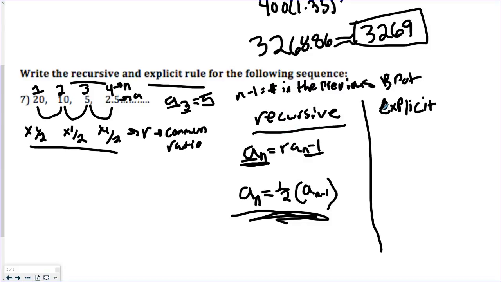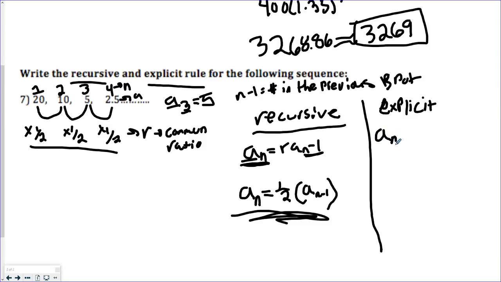The explicit is a little bit different. The explicit is basically a way to get any number you want in the sequence. So if I wanted the 100th number or the 1000th number, how do I get that number without knowing what came before? Like for example, if I want to look at the sequence and know what's the 10th number, well, I don't want to work out all the way to the 9th number just to figure out what the 10th one is. I just want to get to the 10th number right away. What rule would I do that? And the rule for the explicit like that is as follows.